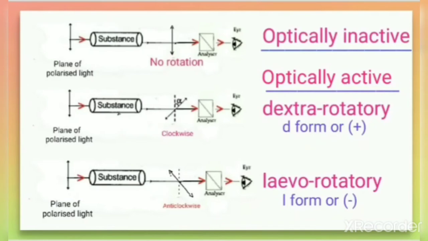That is, optically inactive substance: when there is no rotation, it is optically inactive. If there is a rotation in a clockwise direction, then it is dextrorotatory, and if there is a rotation in anti-clockwise direction, then it is levorotatory. A negative sign or L is used for levorotatory, and D or a positive sign is used for representing dextrorotatory.